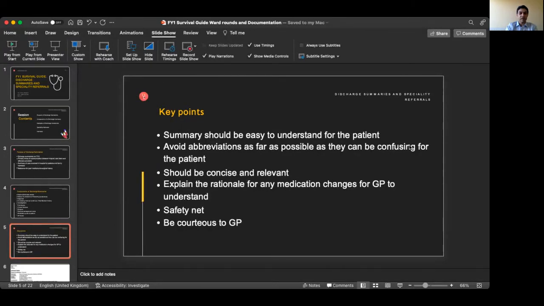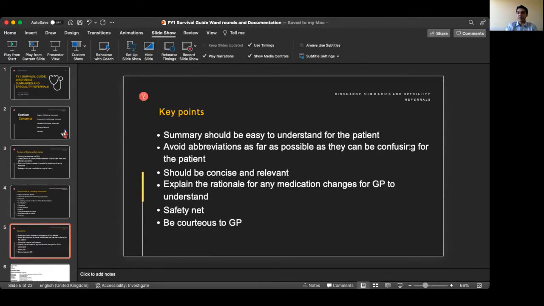We'll run through a few examples, so you will see what I mean by examples of abbreviations. Again, your colleagues or the GP might not understand these abbreviations, so you want it to be as clear as possible. So a discharge summary should be concise and relevant, only include relevant information.